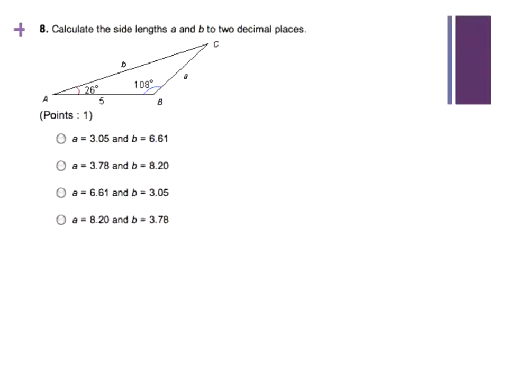Okay, number 8 says calculate the side lengths A and B to 2 decimal places. So in this case, I have 2 unknowns. I want to find A and I want to find B. So do we need to use law of sines or law of cosines? Good job. So this one is going to be a law of sines.